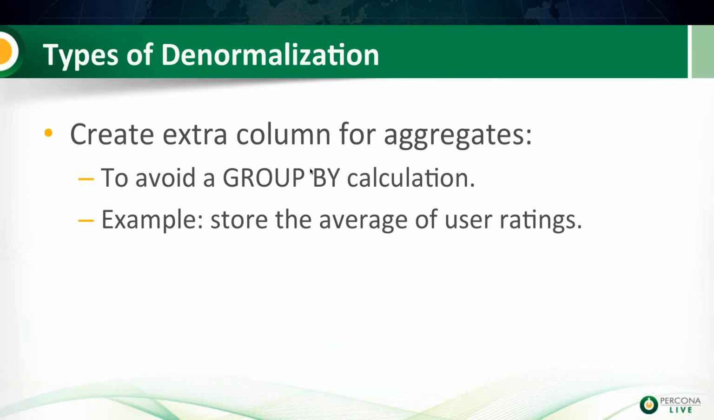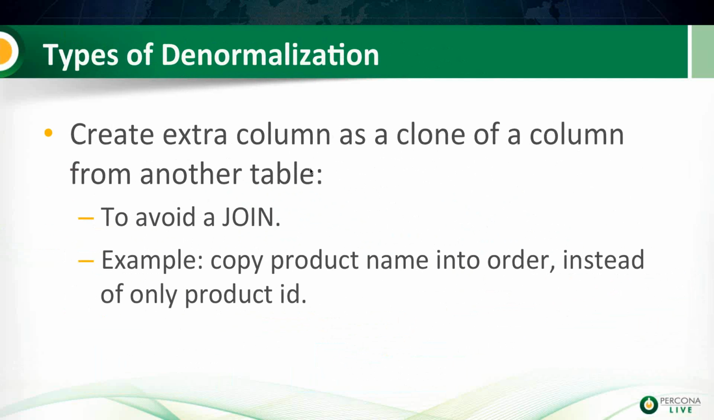Some people call those summary tables, the results of set-based functions like average, sum, count, max and min, things like that. And finally, a column that's a clone of a column from another table. The purpose of this is to avoid doing a join. For example, if we wanted to copy the product name in addition to just the product ID so that in a shopping cart we can have quick access to that string and be able to display it, the alternative being to do a join every time we want to display it. So those are three basic categories of denormalization. Always creating redundant data, but for different purposes, to avoid an expression, avoid a group by, or avoid a join.